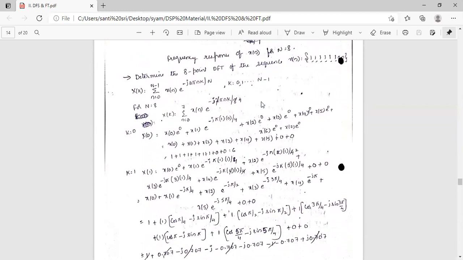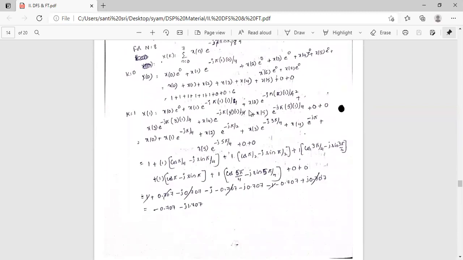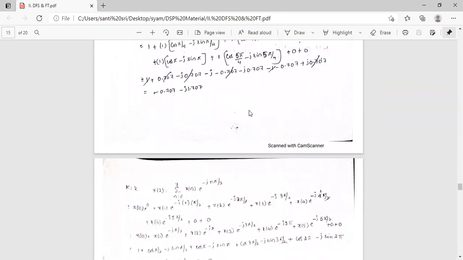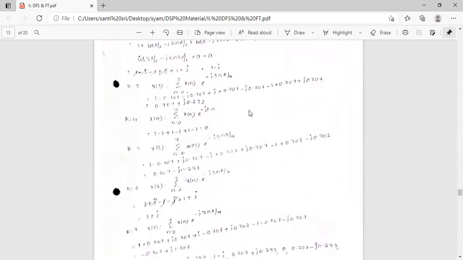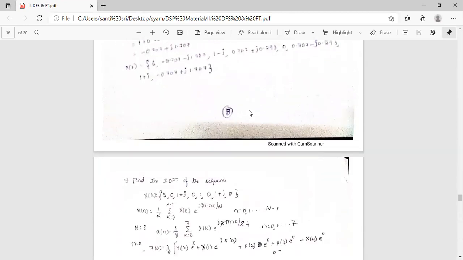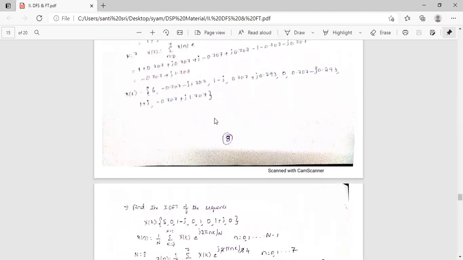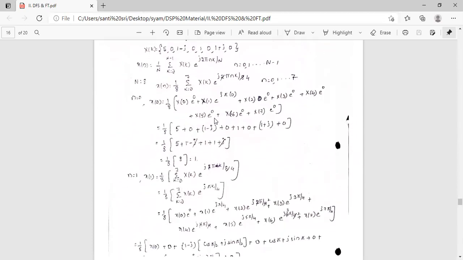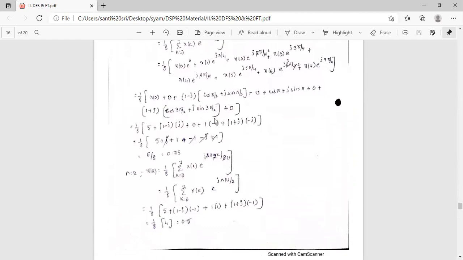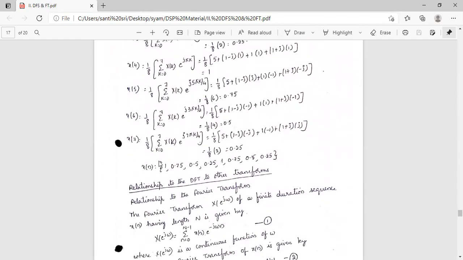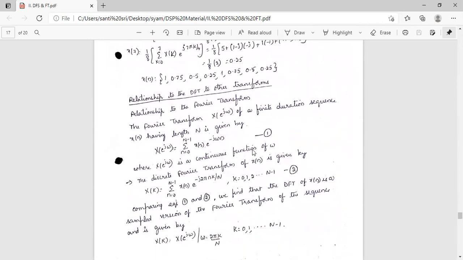So we'll substitute the values in this expression. We'll find out the individual values x of 0, x of 1, x of 2, x of 3, x of 4, x of 5, x of 6, and x of 7, right? And write these values in the sequence. That is, this is the sequence. And in the same manner, we can find out the IDFT also. So these are the IDFT values. So we'll find out x of n values, this is the sequence. Okay, and then we'll discuss the relationship of the DFT with other transforms.